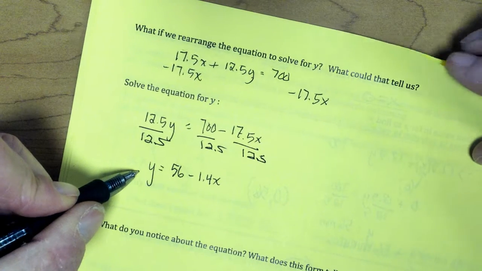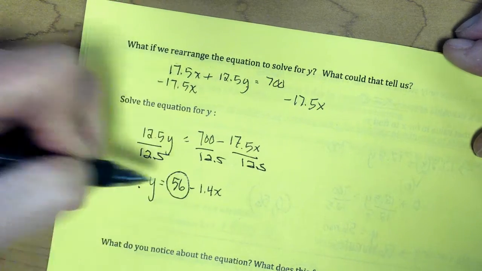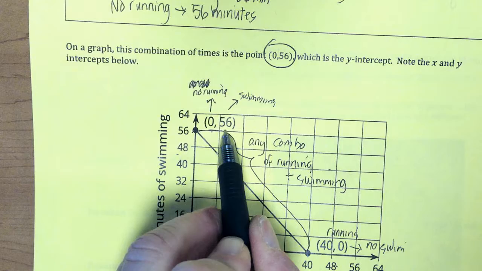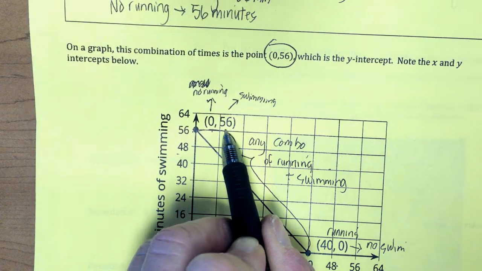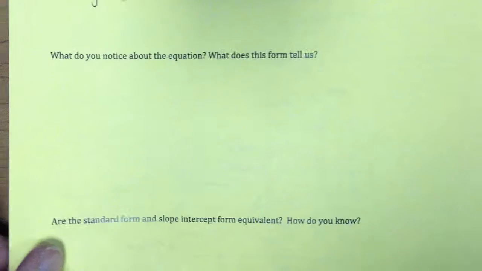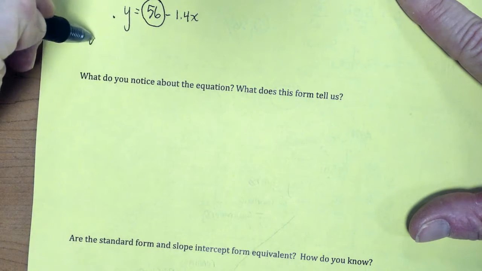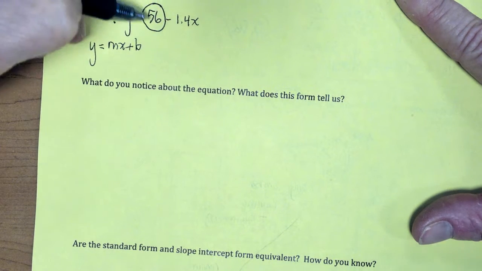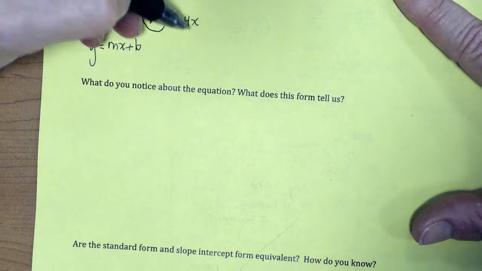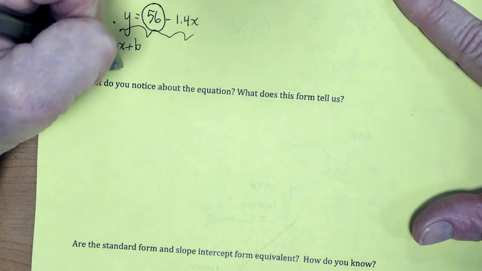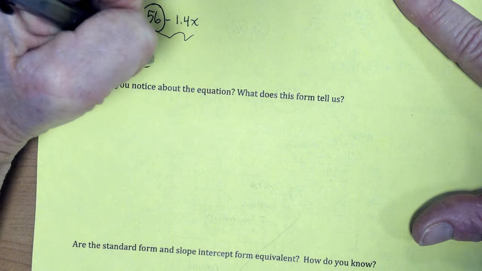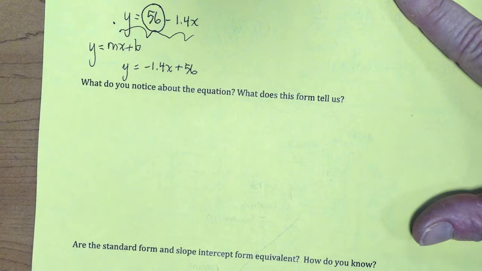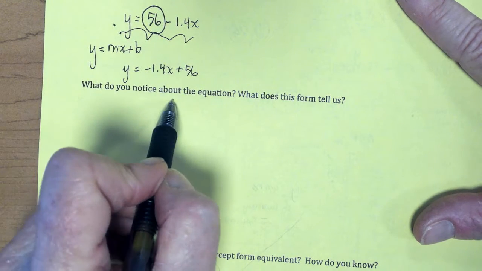Well, gosh, take a look at that. I'm going to flip the page over. 56. That tells me something. Wait a minute. Right here, there's my y-intercept. So wait a minute, I just put this into y equals mx plus b. Well, it doesn't look like mx plus b. Oh, but I can rearrange this, and look what I can write. y is equal to negative 1.4x plus 56.